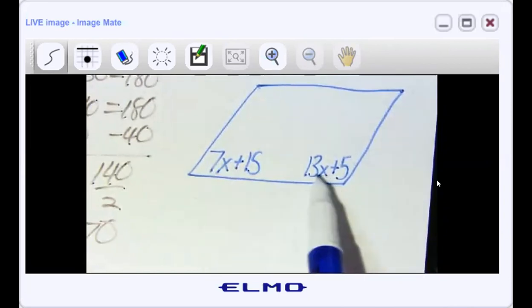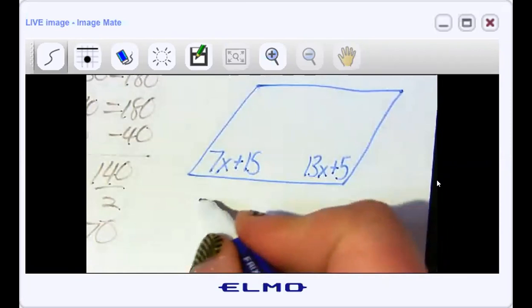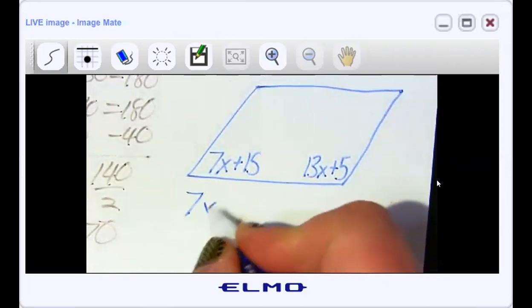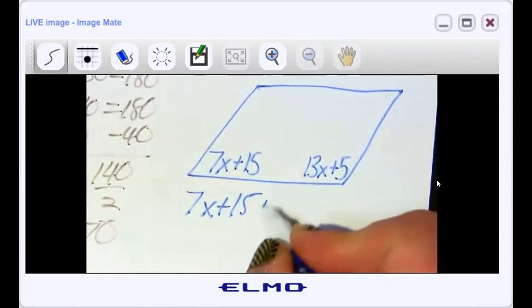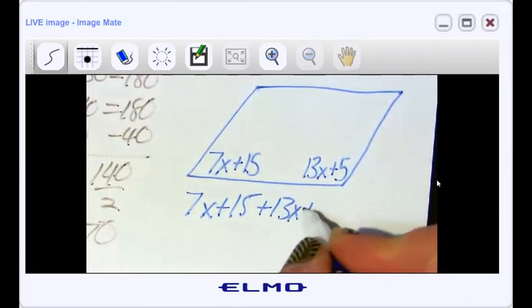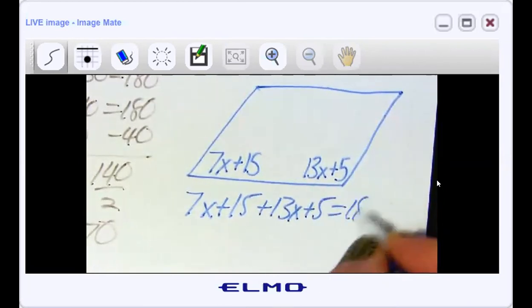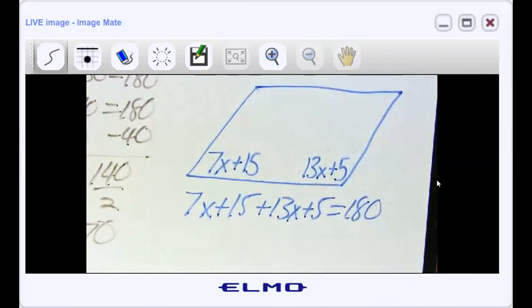Since these are two angles right in a row, they're consecutive. So your equation should have looked like this: 7x plus 15 plus 13x plus 5 together is going to get me to that 180. So you would not set these two angles equal to each other because they're not opposite of each other. If it's one right after another, you add together, set it equal to 180.